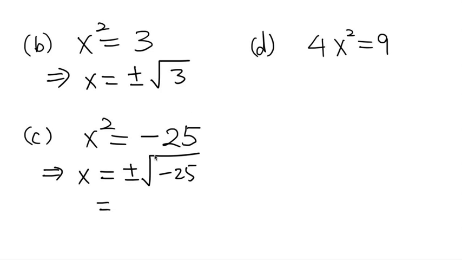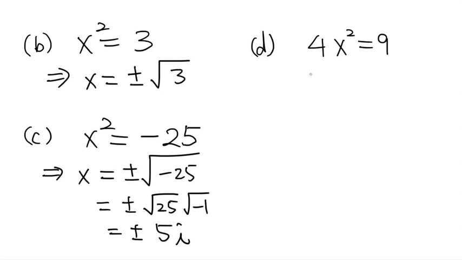Now we can actually simplify this number because the negative sign in the radical sign turns into the number i, and 25 is a perfect square. So if you separate the negative sign and 25, this is square root of 25 times square root of negative 1. And square root of 25 is 5, square root of negative 1 is i, so the two solutions are positive 5i and negative 5i.